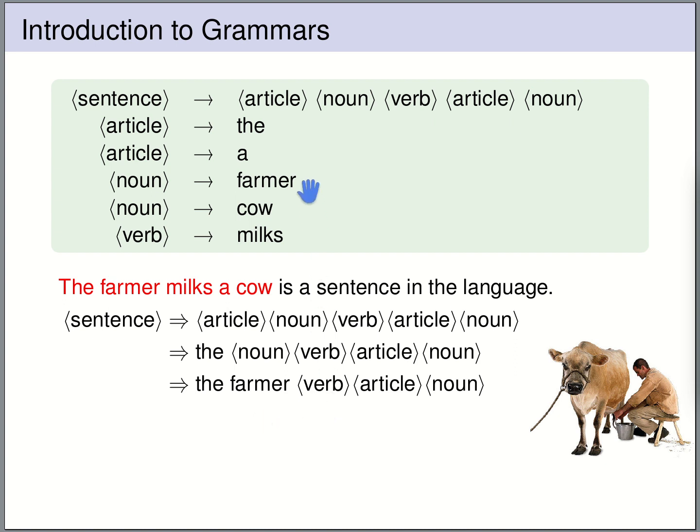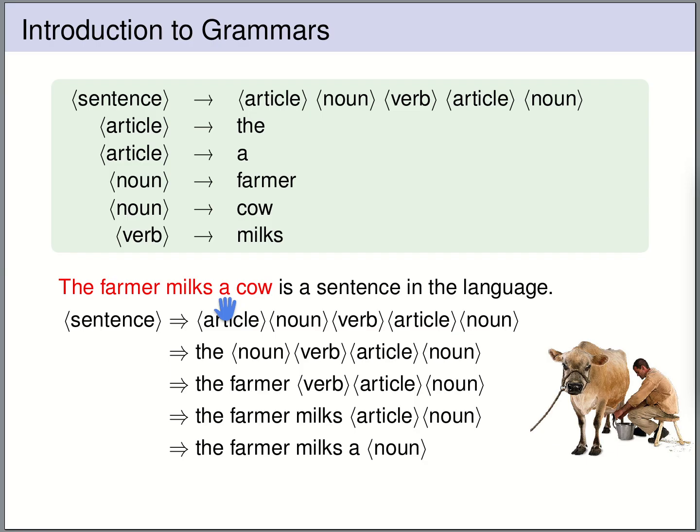This verb, we have only one option. We replace it by milks. The article, we have two options. We can replace by the or by a. If we want this sentence, we replace it by a. And finally, we replace this noun. We have two options, by farmer or cow. If we want this sentence, we pick cow. So from our starting variable sentence, we have derived the farmer milks a cow.